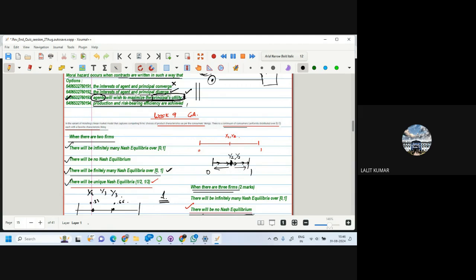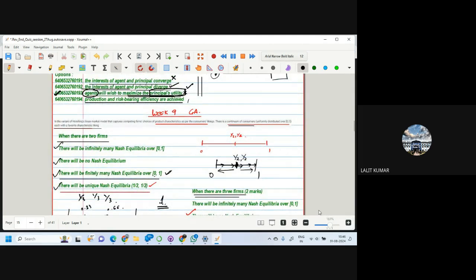Okay, this is a case, again from the GA week 9. It is Hotelling's linear market, uniform from 0 to 1. It captures competing firms' choices of product characteristics as per the consumer liking. There is a continuum of consumers uniformly distributed over 0 to 1, each with a favorite characteristic liking.